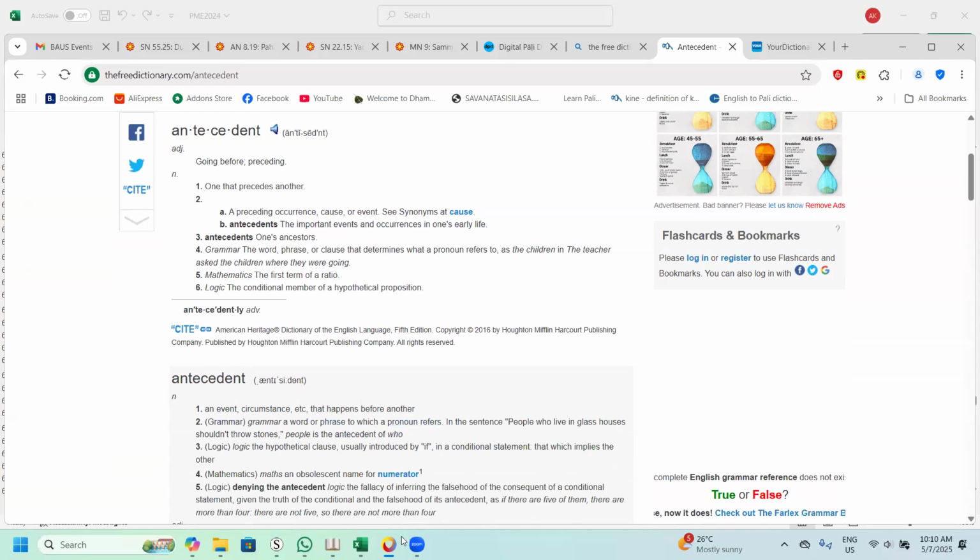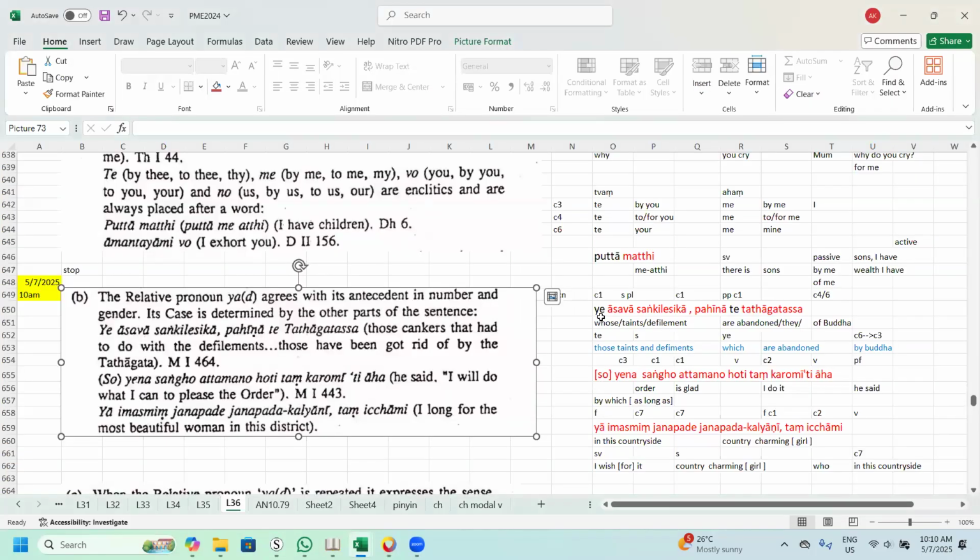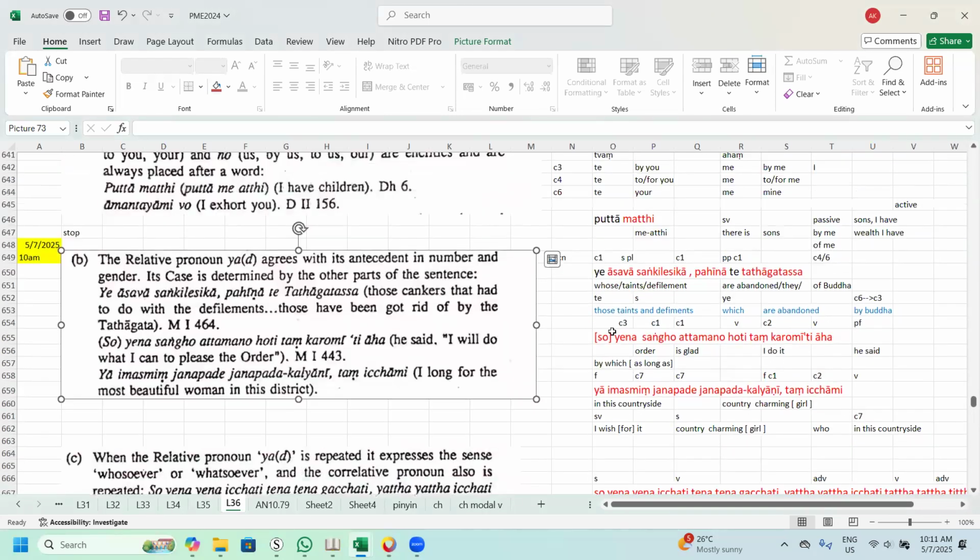So in this case, our, where is it? Back to here. So that means this one is referring to this. So another meaning of antecedent is this. You think, okay. So what we do is you say ye asa wa. That means asawa is a subject plural. Sang kilesa. That means kilesa we will translate as defilement. Okay. Pahina te tata gatasa.